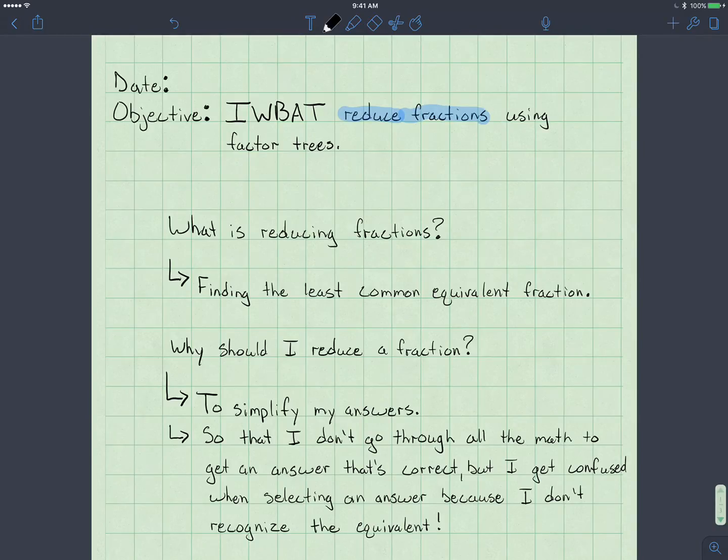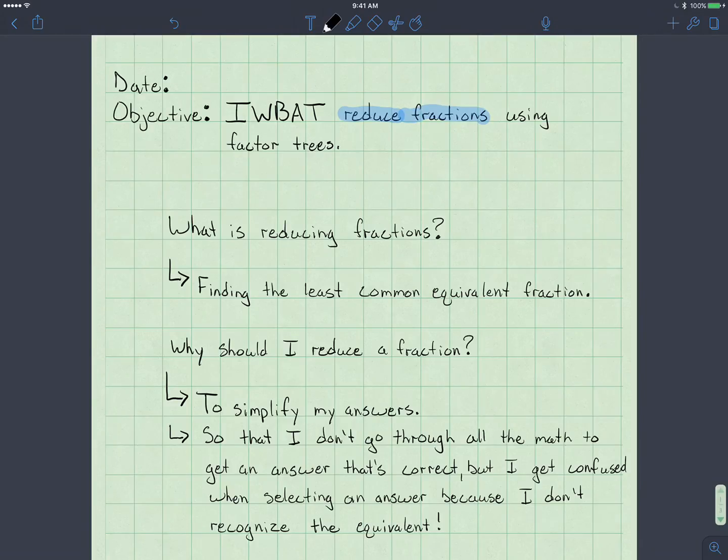We talked about prime and composite numbers last week, and we talked about factor trees and stuff like that, and how are fractions and factor trees and prime and composite numbers even related? Well, we're going to talk about that, but first we're going to answer a couple questions. What is reducing fractions? It's just finding the least common equivalent fraction.